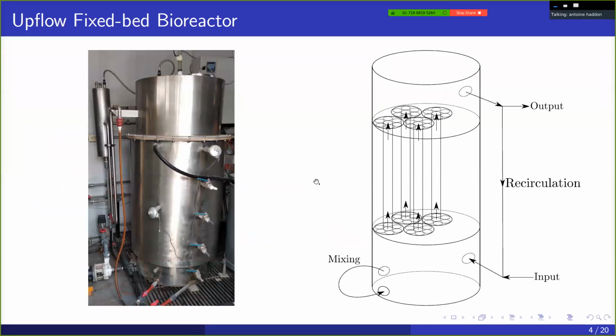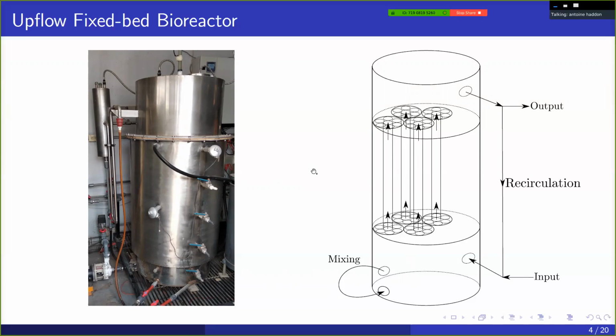So for this, we've modeled an upflow fixed bed reactor. This is a reactor operated in Mexico. It's a vertical cylinder, and the fluid enters the bottom and travels towards the top. And so it travels through these thin tubes, which are the fixed bed, which help the microorganisms attach themselves to a surface and help growth.